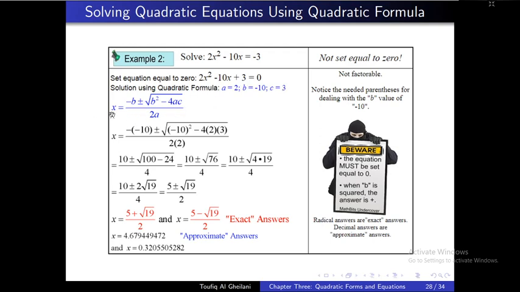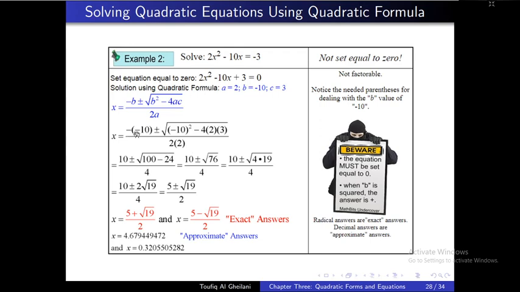Then I write the formula, x equals minus b plus or negative square root of b squared minus 4ac, divided by 2a. Now x equals minus, then I open the bracket. What's the value of b? It is minus 10. I close the bracket, plus or negative square root of, I open the bracket because the value of b is minus 10, close the bracket, squared, minus 4 times the value of a, 2, times the value of c, 3, divided by 2 times a, the value of a, 2.